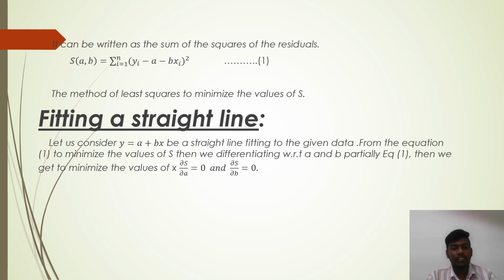Now, fitting a straight line, let us consider y is equal to a plus bx to be a straight line fitting the given data from equation 1. To minimize the value of S, we differentiate the equation partially with respect to a and b. Now dou S by dou a is equal to 0 and dou S by dou b is equal to 0.